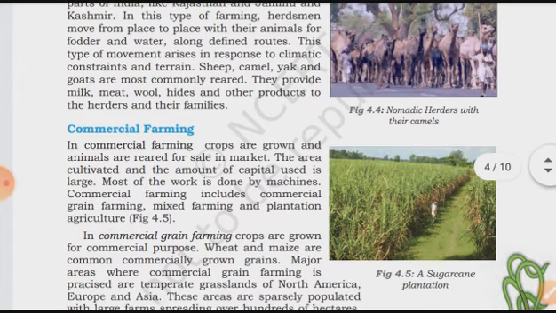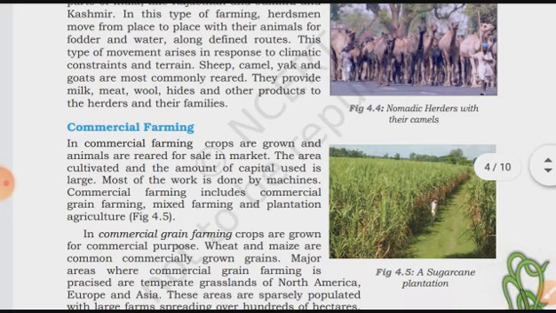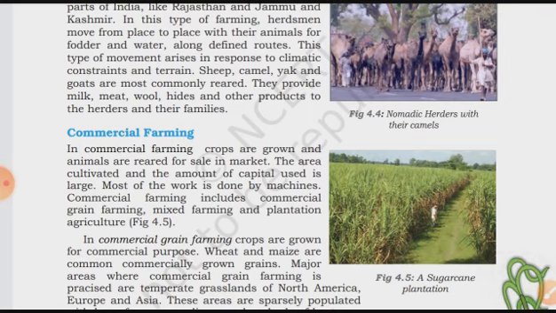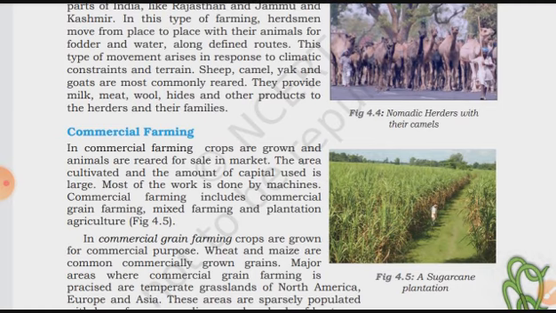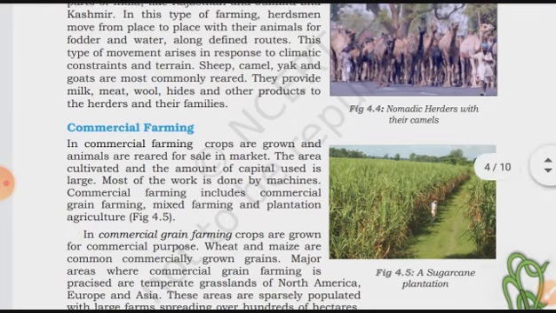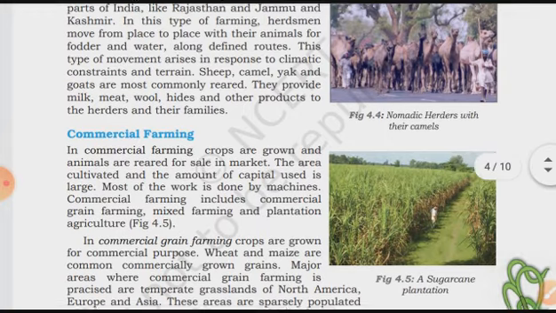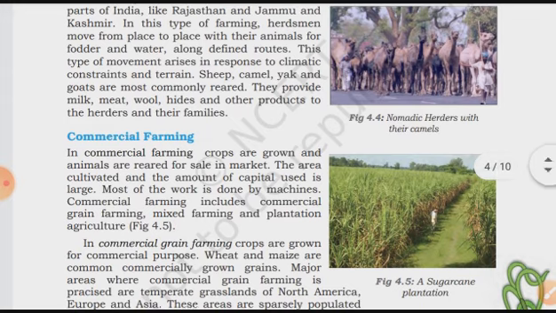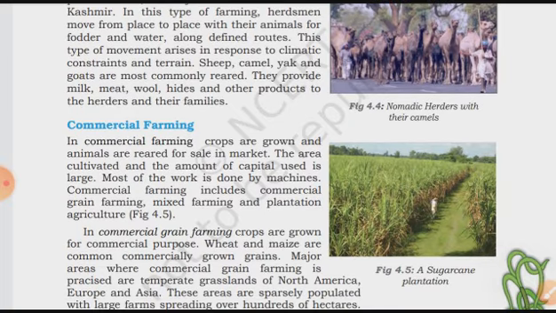Meaning, why did they move from place to place along with their animals? Just because of the climatic conditions. If we go through the summer season, which is the hot weather season, they will move from the plain areas to the mountainous areas, and in the winter season they will move from the mountainous to the plain areas. Sheep, camel, yak, and goats are the most commonly reared. The nomadic herders mainly rear these animals. They provide milk, meat, wool, hides, and other products for the herders.